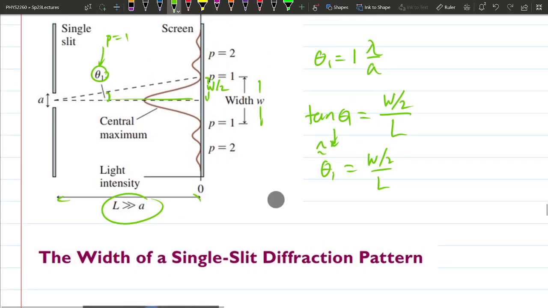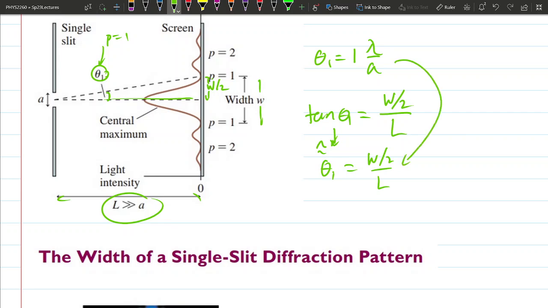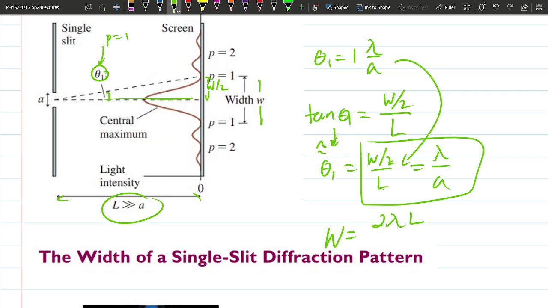And previously, up here, we have this relationship where theta is the wavelength divided by a. So now we have this relationship between the width, the distance to the screen, the wavelength, and the width of the slit. So what you can do is just solve this equation for W. We solve this equation for W, the 2 goes on top, the L goes on top, and the a goes on the bottom.